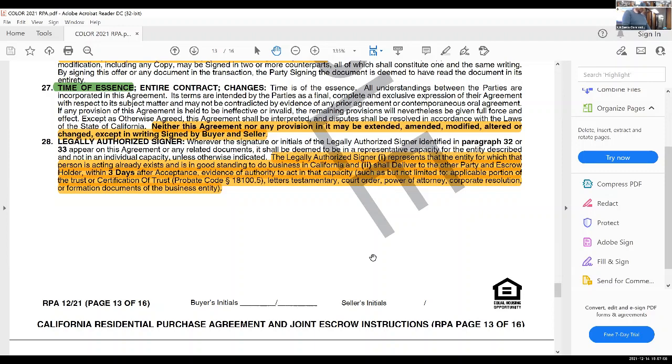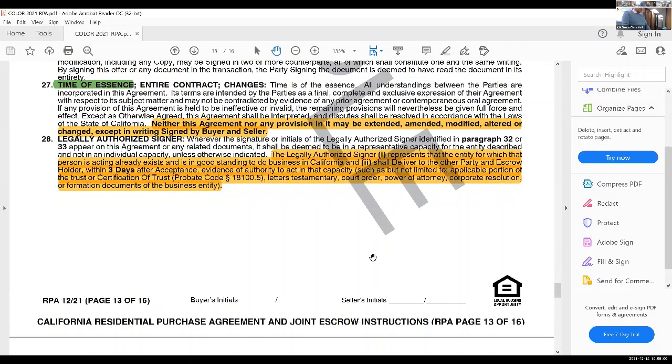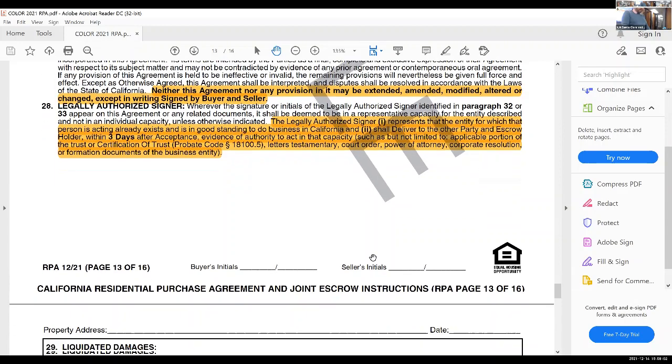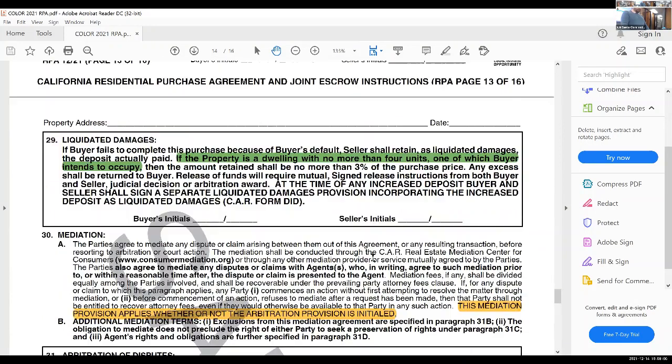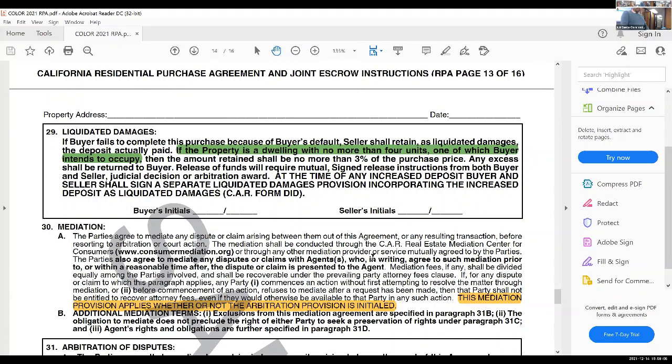So they may have to send over the copy of the trust. Title is going to ask for it anyway, because they're going to pull up the title report. They'll see it's in a trust. And they'll make sure that paperwork's right. They don't want to write a check.